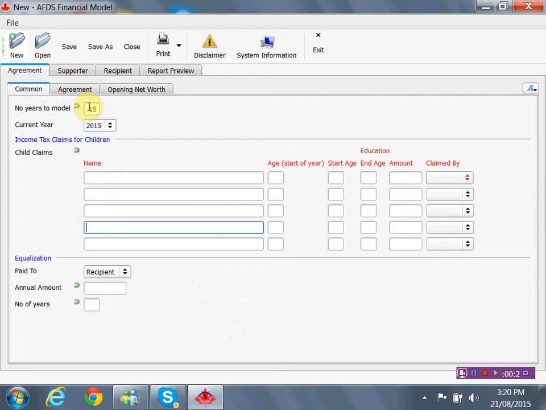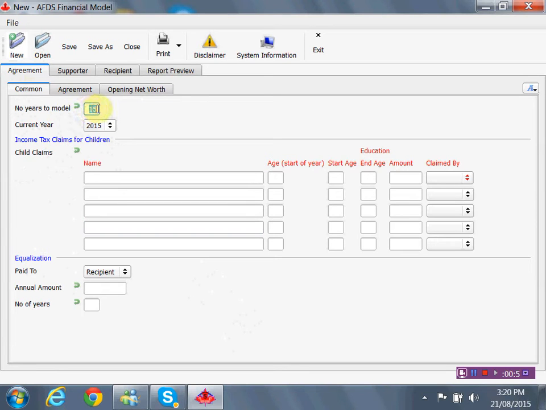If you want to do the overall one, you can have under the Agreement tab, which shows you Common, Agreement, and Opening Net Worth. We would start with Common, and we'll come back to these after. These are the number of years you're going to project out. So it defaults at 15, but if you've got a young couple, maybe they only want to look at 10 because it's a short-term marriage, or maybe even 5.